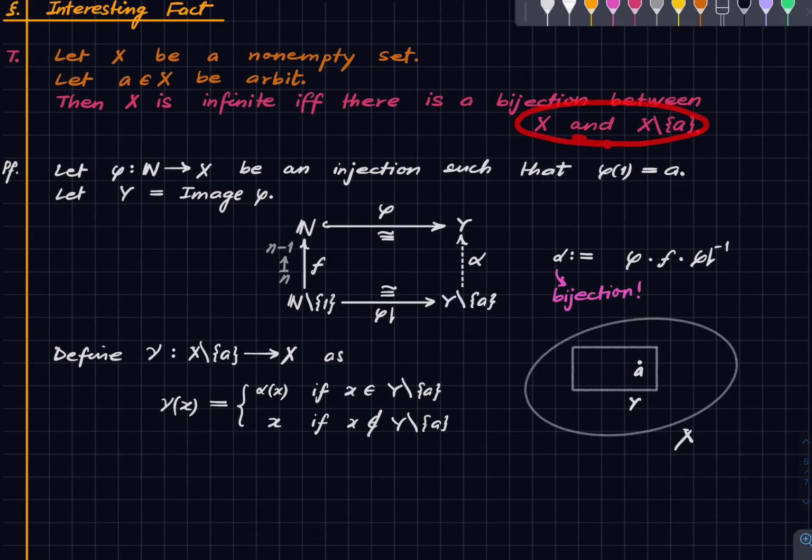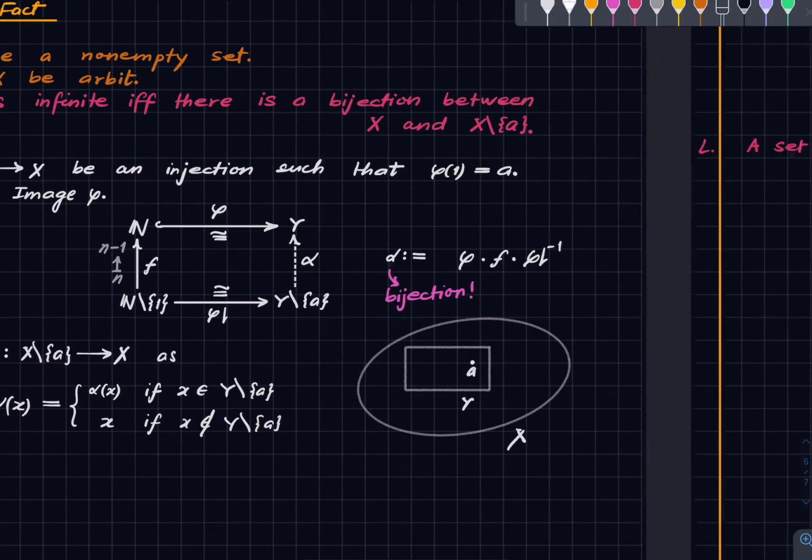So this is a very, very beautiful statement. X is infinite if and only if you can bijectively map it onto any punctured version of itself. Not just any proper subset, but you puncture it at one point and it will be bijective to it. That's really, really amazing. Okay, now we can talk about finite sets.